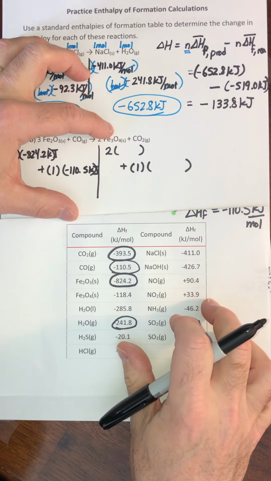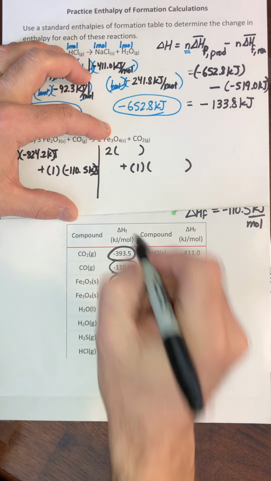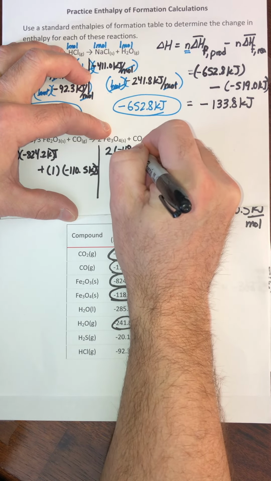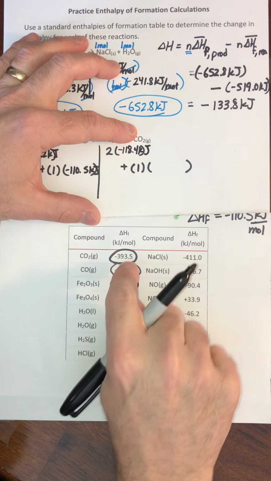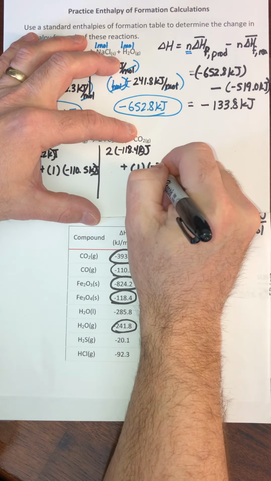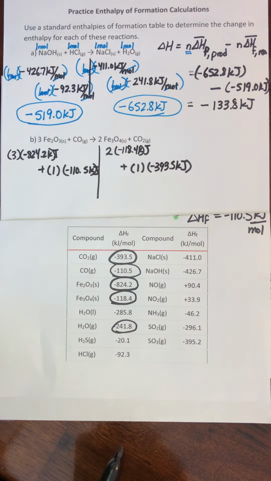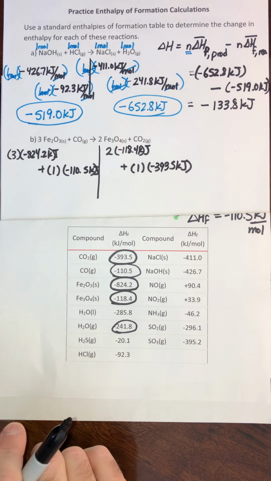Over on this side, we've got Fe3O4. So that's right here. It's minus 118.4 kilojoules. And I got a carbon dioxide, and carbon dioxide is the minus 393.5 kilojoules. Now, obviously, when I made my brackets, I made them a little too small.